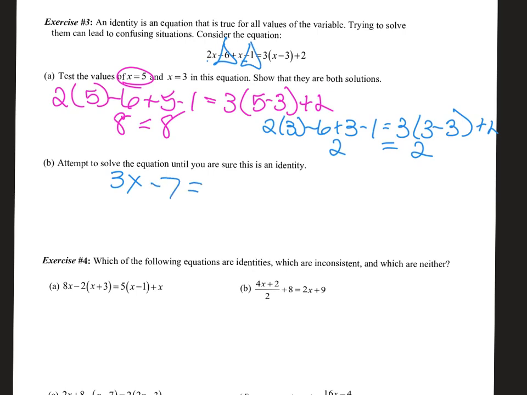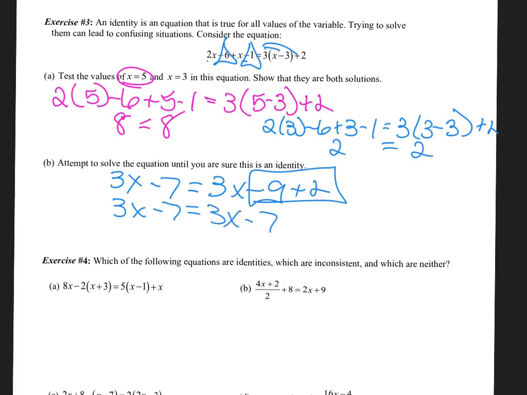On the right side, I'm going to distribute the 3. So that gives me 3x minus 9 plus 2. So I can combine my like terms on that side, and that gives me the same thing. So I have 3x minus 7 equals 3x minus 7. So that is an identity. And you can also use the infinity symbol, which I'm terrible at drawing.